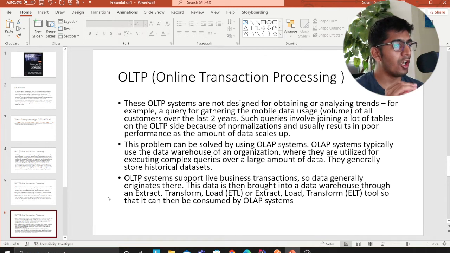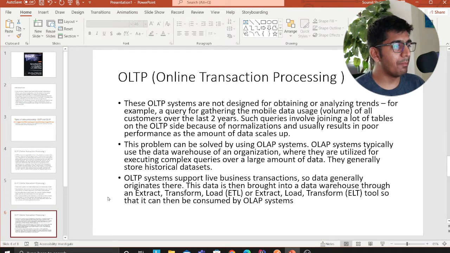This problem can be solved by using an OLAP system. An OLAP system typically uses the data warehouse of an organization, where data is utilized for executing complex queries over a large amount of data. They generally store historical data sets. So when you want to analyze trends, when you want to analyze patterns, that is where organizations are looking for a data warehouse. A warehouse is a place where the history of the data is maintained. You have like 5 years, 10 years, I don't know how much, but a lot of data, right? And that's where you analyze trends. Redshift is one of the most popular examples. You can connect with QuickSight. Okay, let's read.